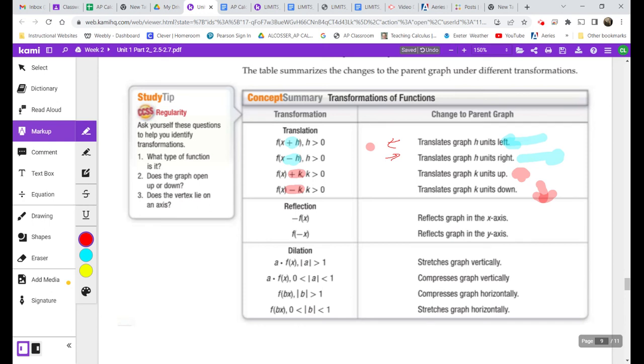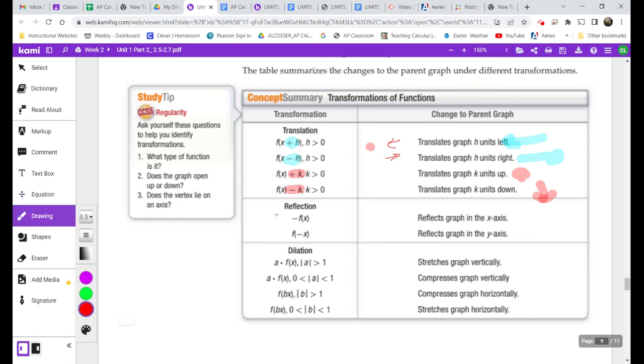We call this letter in front A. This little piece here is considered A. If A is negative, it reflects across the x-axis, so it goes from up to down or down to up. This negative inside here is considered B. That reflects it across the y-axis, so it goes left to right, because it has to do with the x.